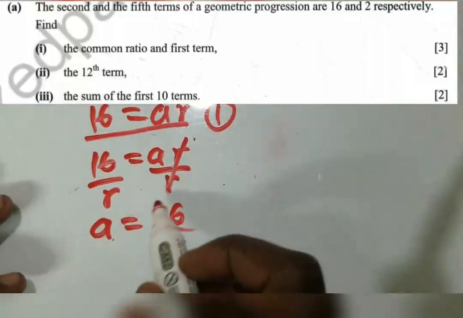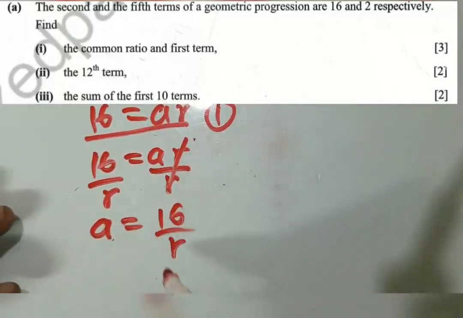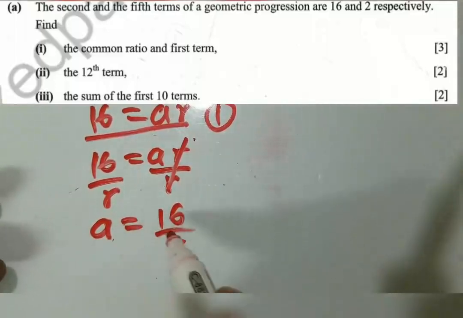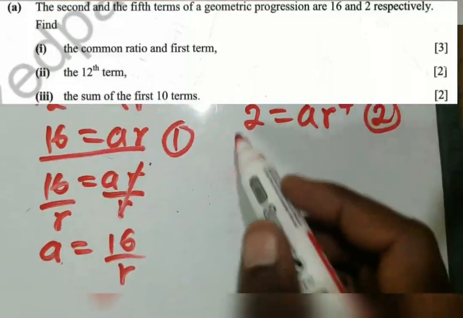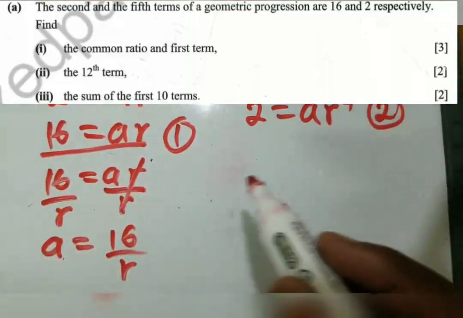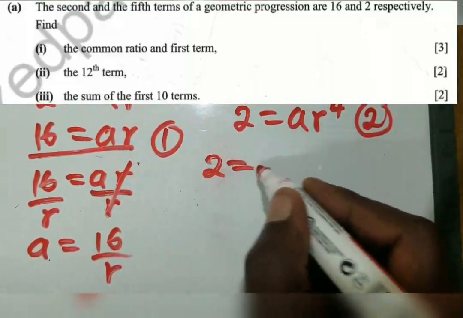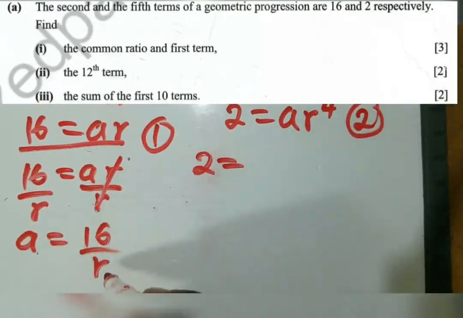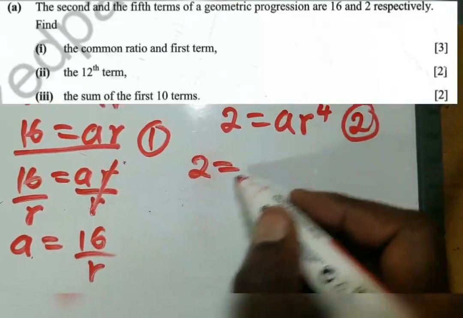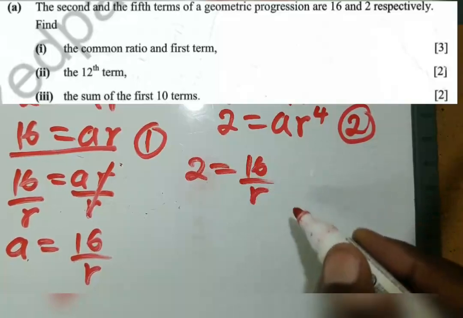So we know that A, the first term, is 16 over R. So this is the first term. Now, in this equation that we have as equation 2, we have 2 is equal to, we know what A is. We have found that A is 16 over R. So we can substitute A by 16 over R. So we are going to say 16 divided by R, like that.